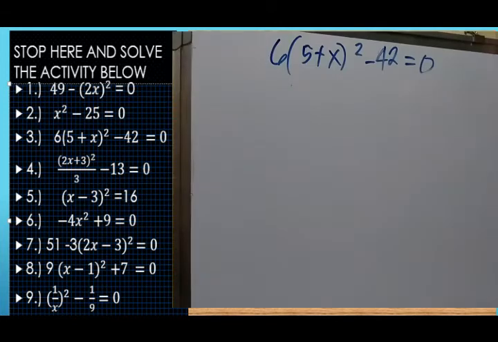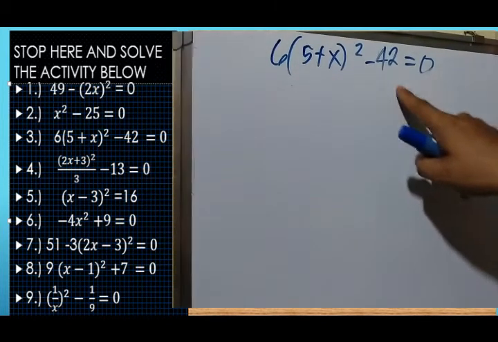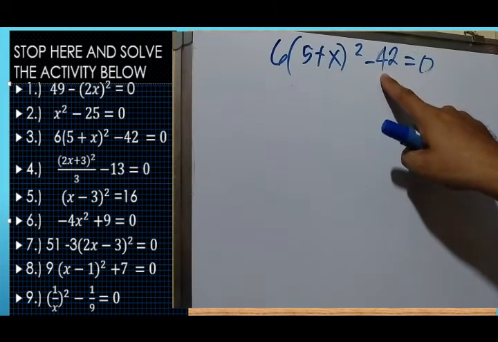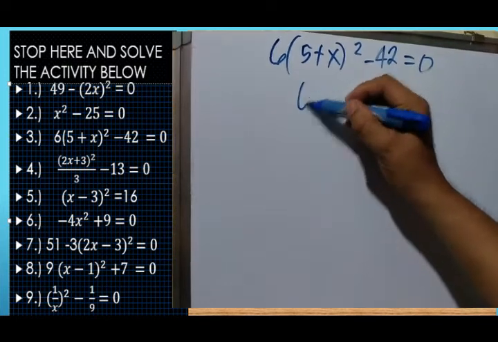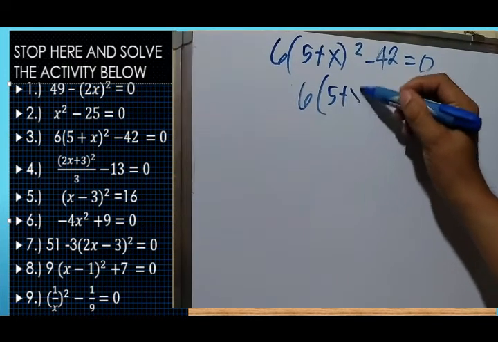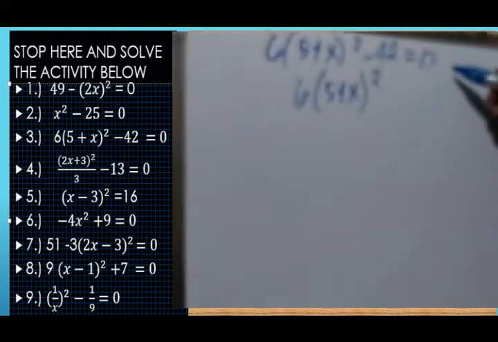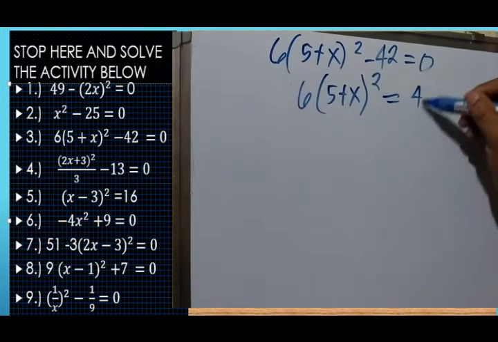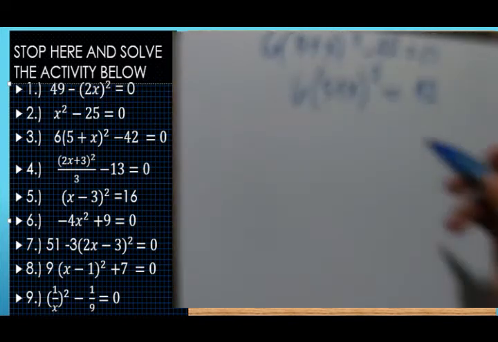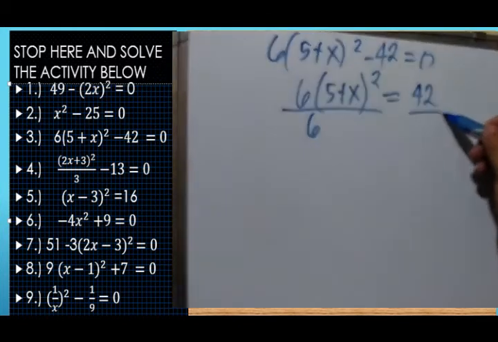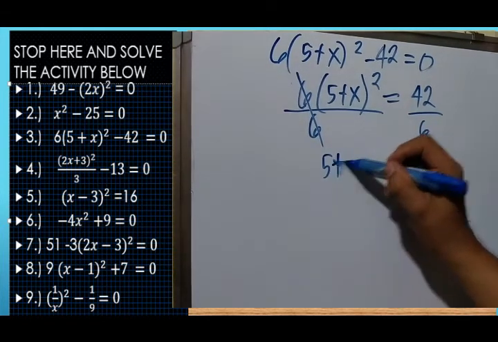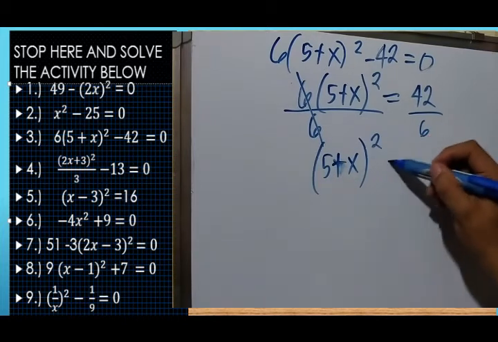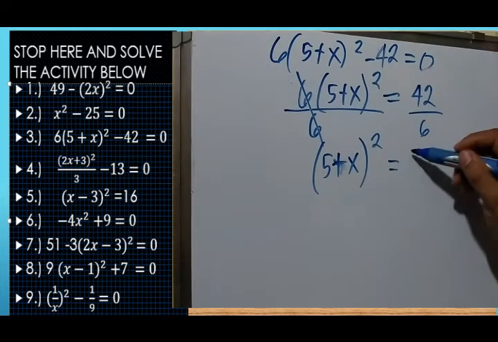Okay, next is the equation 6 times the square of the quantity 5 plus x minus 42. First, we are going to add 42 on both sides to isolate this part. So we now have 6 times 5 plus x raised to the second power, or you may say transpose, is equal to positive 42. Then we now divide both sides by 6. Cancel. So we have 5 plus x raised to the second power. 42 divided by 6 is 7.